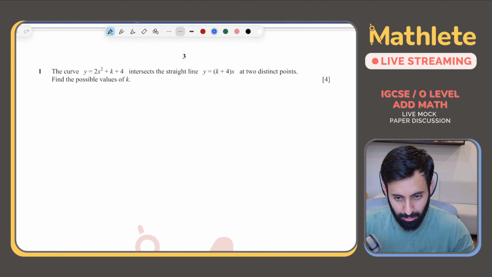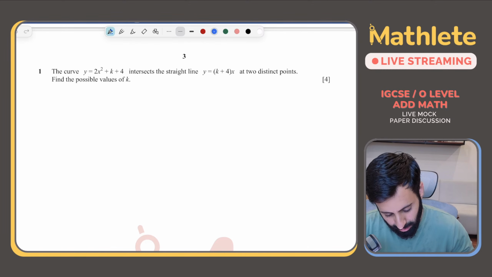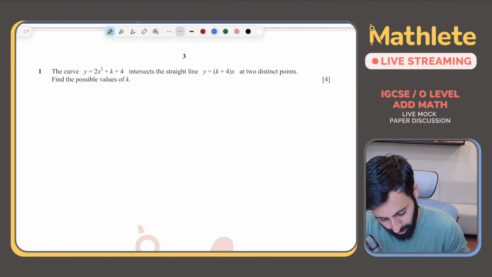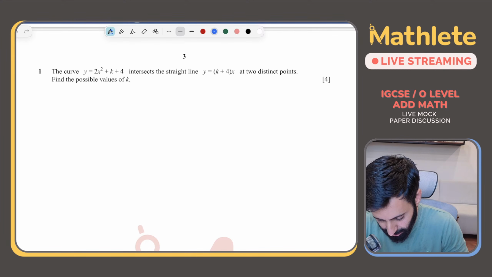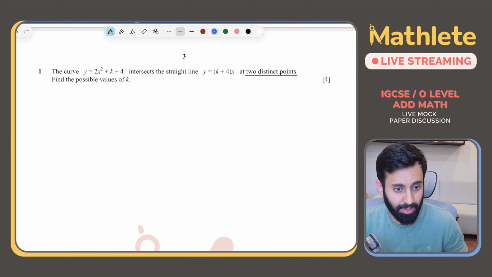Okay, so the first question involving discriminant, something that you can expect in paper 1, in the non-calculator paper. Acha, what does the question say? Let's have a look. The curve y equals so-and-so intersects the line y equals so-and-so at 2 distinct points. Find the possible values of k. Okay, so intersects at 2 distinct points. Distinct points basically means b square minus 4ac will be greater than 0.